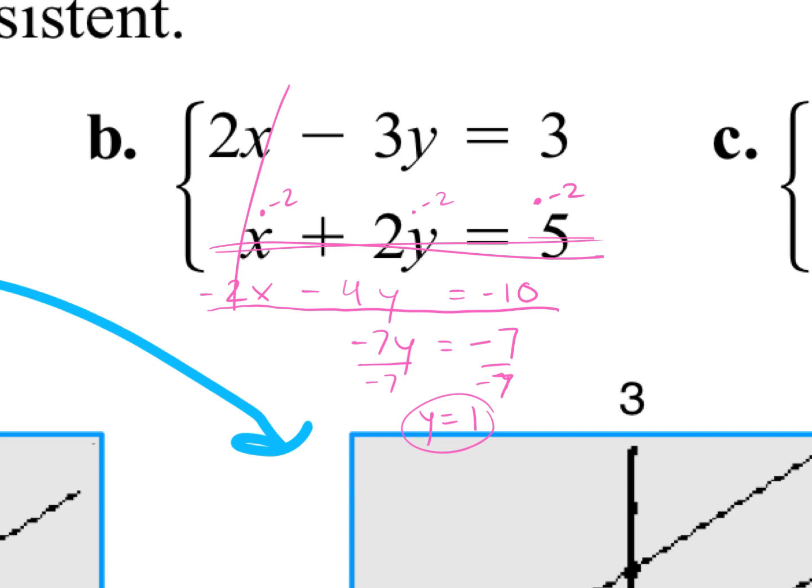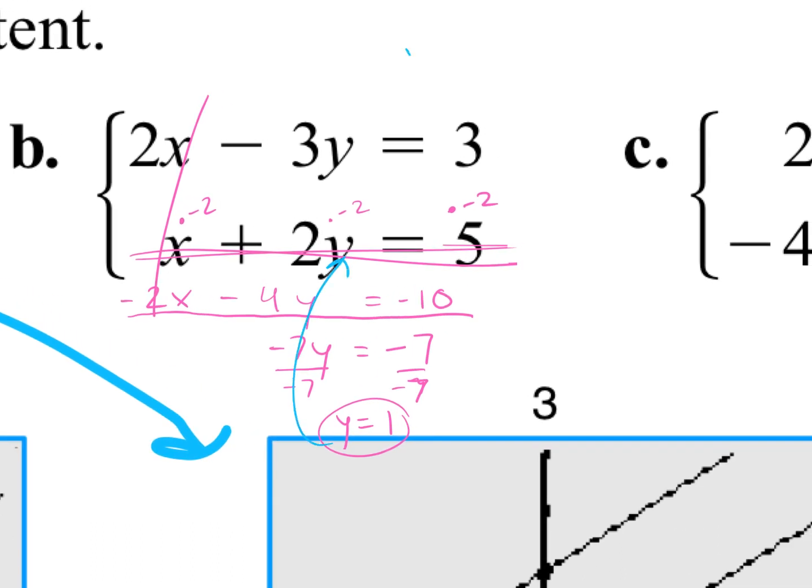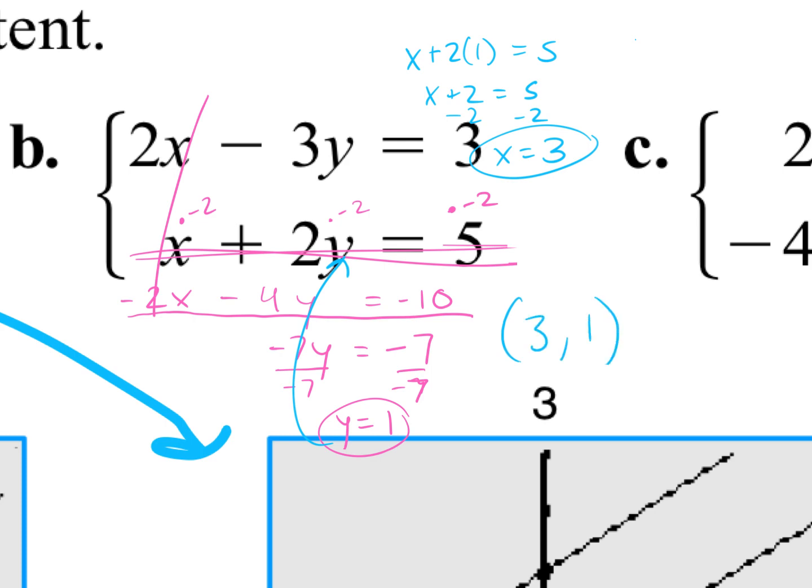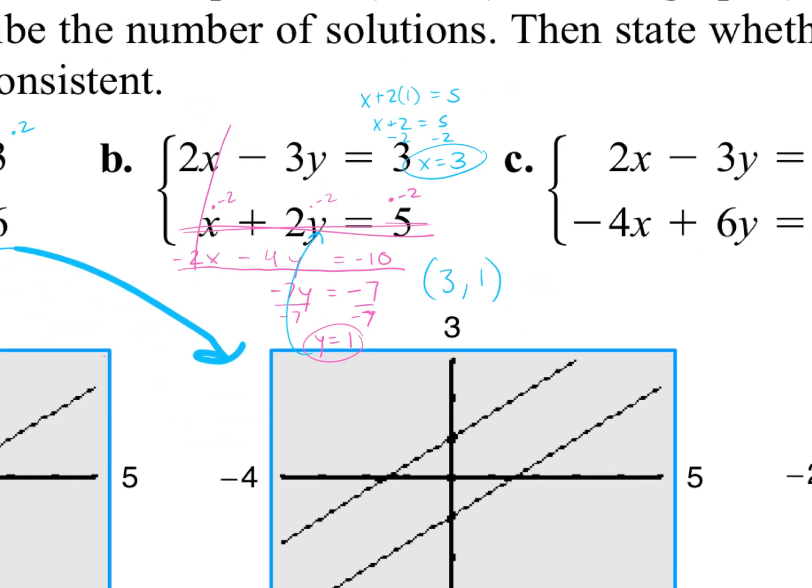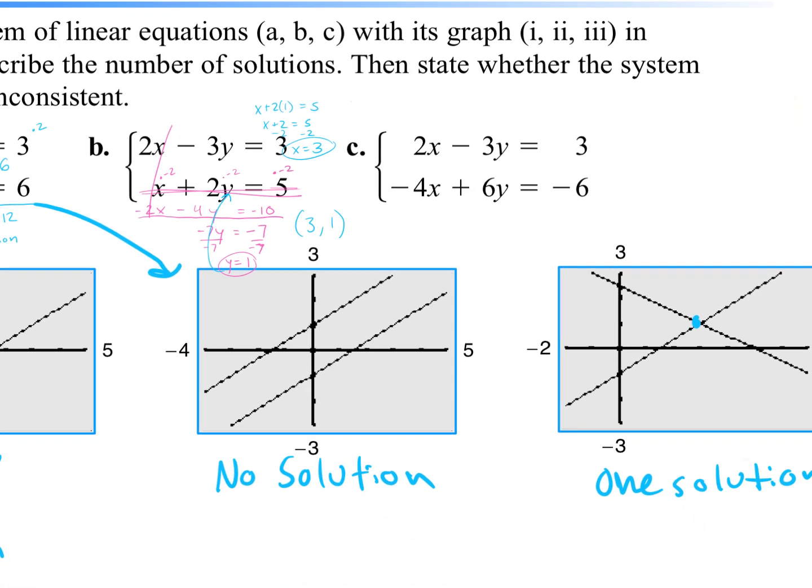Plug in y. I'm going to plug it into the second equation. So I have x plus 2 times 1 is equal to 5. So x plus 2 equals 5. Subtract 2. What does x equal? 3. How would I write my answer? 3, 1. So which graph would this match? The third one, because that's where we have one solution. And if you look at our graph, the two lines intersect at the point 3, 1.